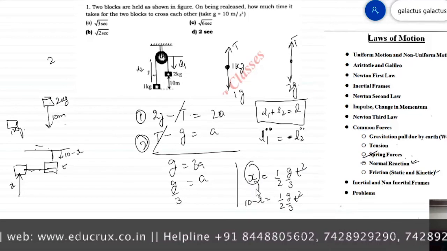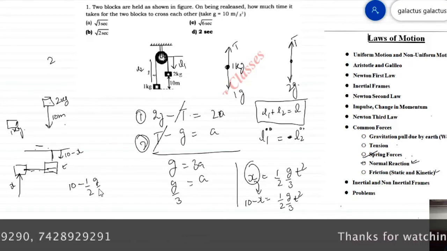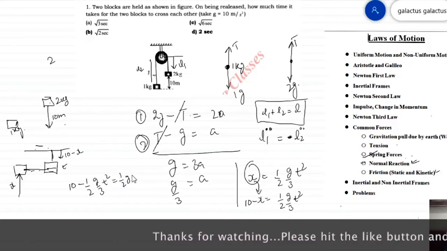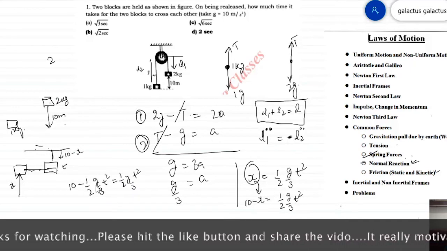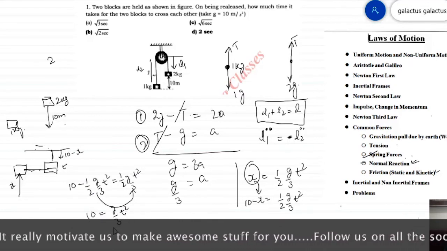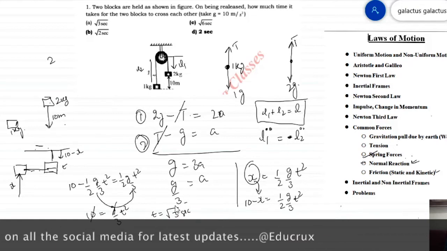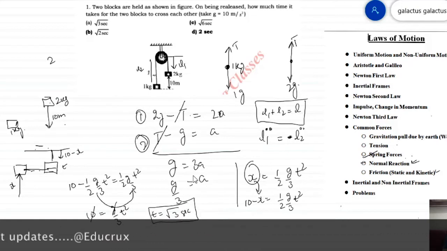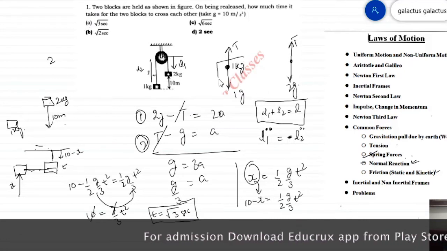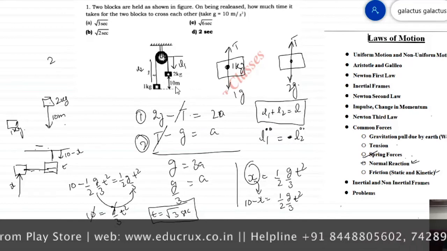So I can substitute the value of x over here, and in the end I will get half g by 3 t squared equal to 10 minus half g by 3 t squared. If I take this term to the right, I'll get g by 3 t squared equal to 10, so the 10 cancels with g and I'll get t is equal to root 3 seconds. So the blocks will cross each other at time t equal to root 3 seconds. This completes our question number 1, and we have just seen how we can apply Newton's laws of motion and kinematics to solve the pulley mass problem.